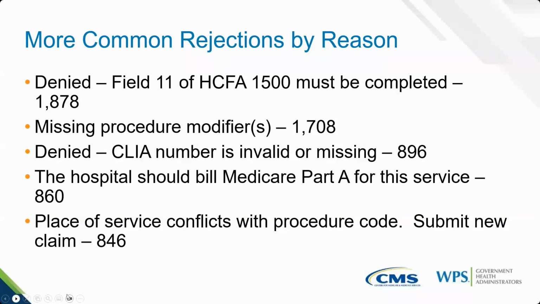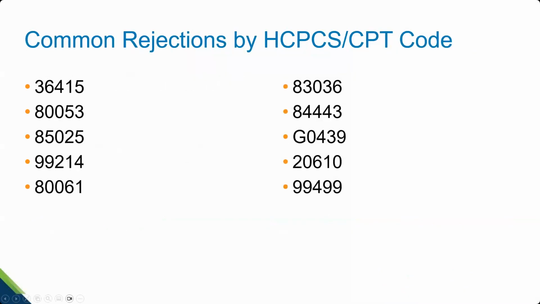I thought it would be interesting for you to see, after talking about the common reasons for rejections for family practice, the most commonly rejected HCPCS and CPT codes. No big surprises here. Quite a few lab services, those services where the CLIA number might be invalid or missing, or might be other reasons. There are also E&M codes there. There is the 20610, which is an intra-articular injection.